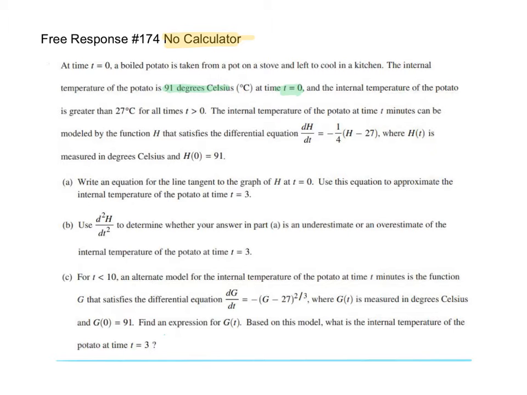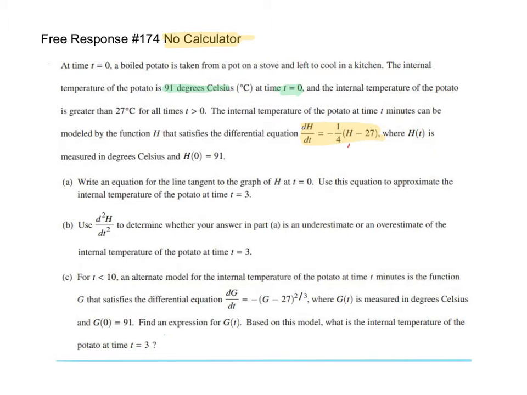The internal temperature of the potato at time t, in minutes, can be modeled by the function h. And h satisfies the differential equation dh dt equals negative 1/4 times the quantity h minus 27. So this is a differential equation. And I want you to notice that there are some interesting pieces of that equation which will come into play here.